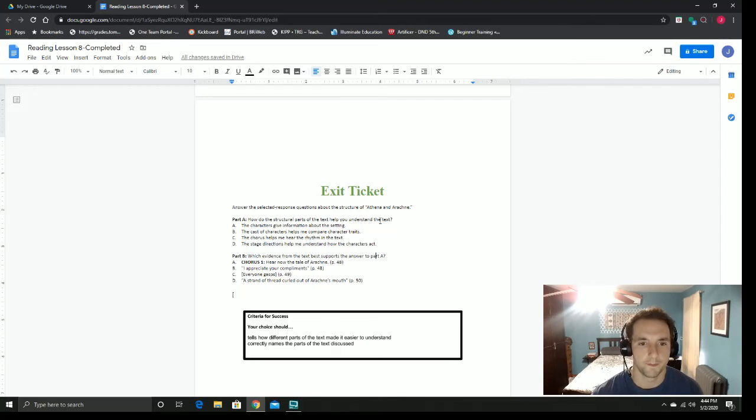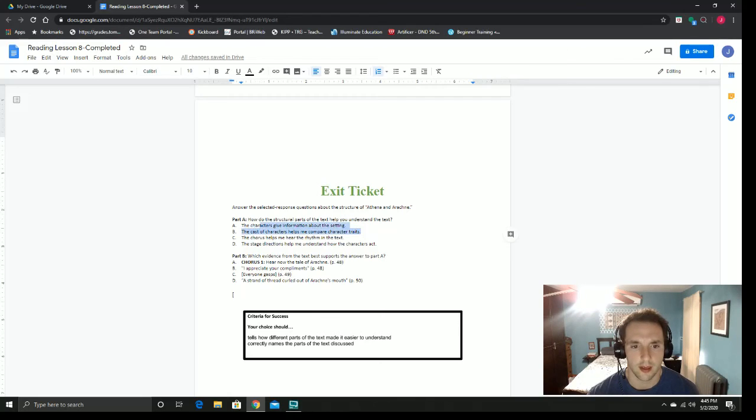Now that you're back, let's take a look through each one. So again, how do the structural parts of the text help you understand the text? The characters give information about the setting. Throughout the entire text, we're not really given any information about the setting. We just don't get any information about the setting at all. And so this one, A, does not match up.